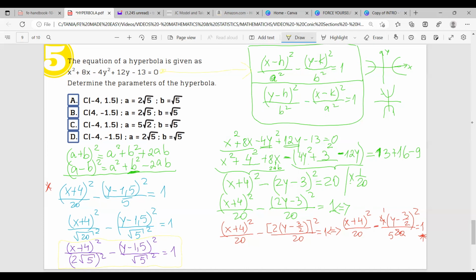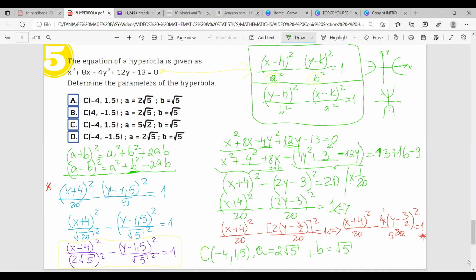So now it's very easy to identify the center of this hyperbola, the A and B. So we're going to have center of this hyperbola, very easy to identify. It's going to be minus 4, 1.5. So this is the center. And then A, it's going to be equal to 2 square root of 5. And B is equal to square root of 5.